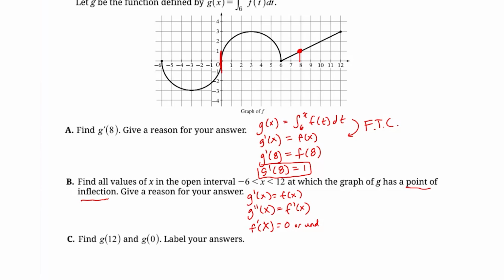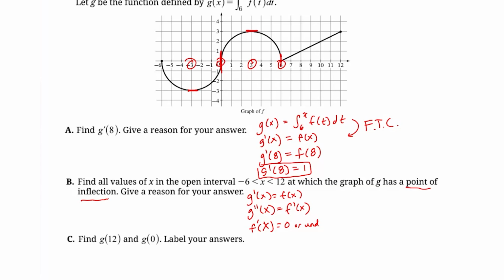And so we have one at 0. We have one at 6. Slope is going to be undefined there. And we do have a couple places where the slope is 0. Slope's going to be 0 at 3. So we got 0, 3, 6, but also at negative 3. So we've got basically 4 points where we have a potential point of inflection here.